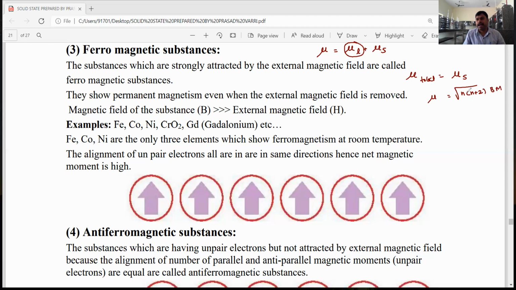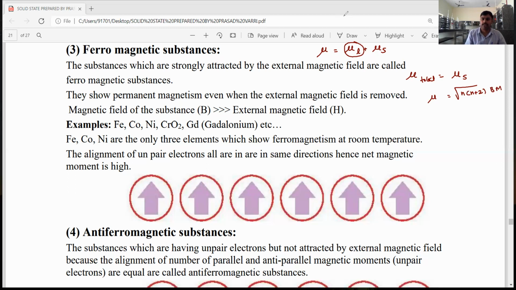Okay, dear students. Whenever unpaired electrons are present, those substances are called paramagnetic, and they are all colored in nature. If diamagnetic nature is present, then unpaired electrons are zero, the magnetic moment is zero, and they are colorless. That point also we need to remember, dear students.